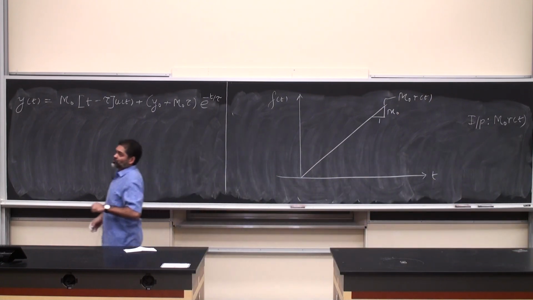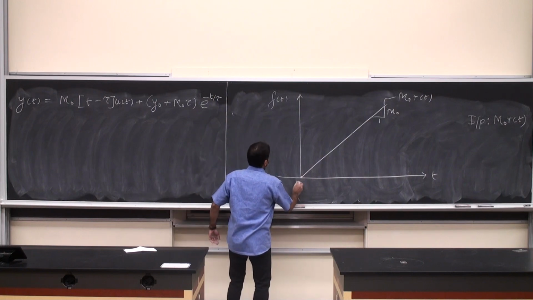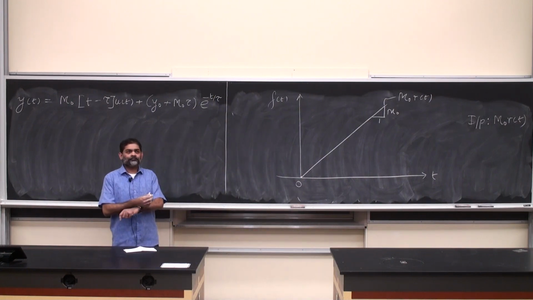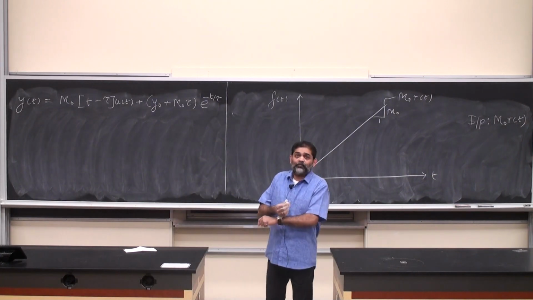If I plot this function, what do you think is going to happen? Let's say what's going to happen at time t is equal to 0. What's going to happen? What do you expect to happen at time t is equal to 0?